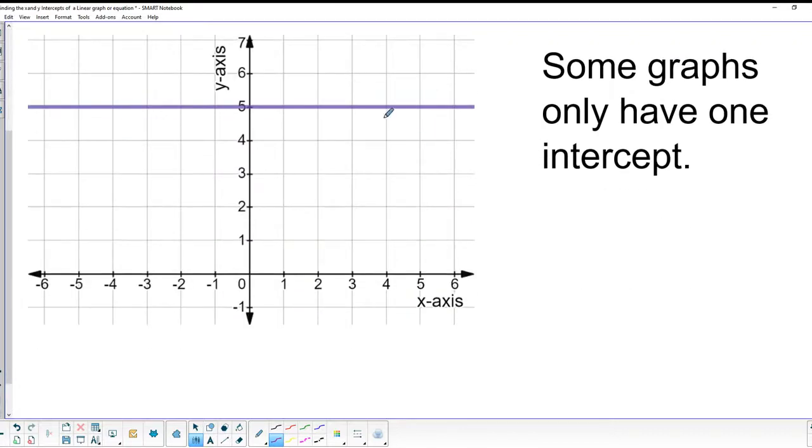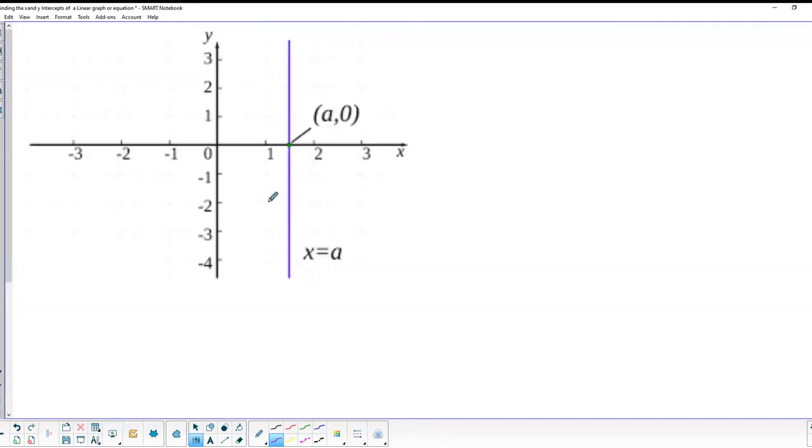Some graphs only have one intercept. For example, this one, you've got a slope of 0, and it only has a line that crosses the y-axis. So it only has one intercept, and that's at (0, 5). What about a vertical line? Well, that would have just an x value, and if we look really close, this line is crossing at 1.5, so our x-intercept would be (1.5, 0) on that line.